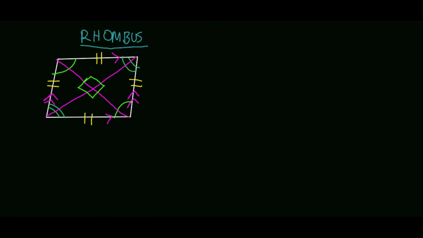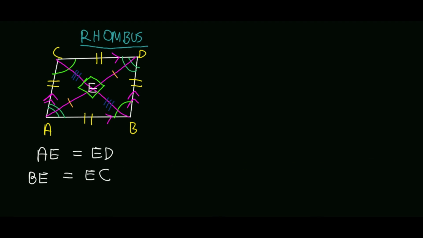But remember, in the square diagonals are equal, whereas in this rhombus it is something different. So in this rhombus this side equals this side, and this one equals this one. Let's say this is A, B, C, D, and let's say this is E. This means AE equals ED, and BE equals EC. So in the square diagonals bisect and are equal, whereas in the rhombus it is something different.